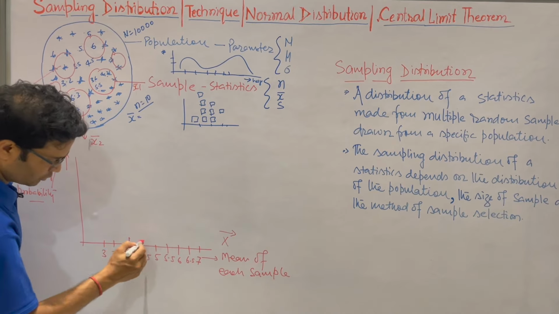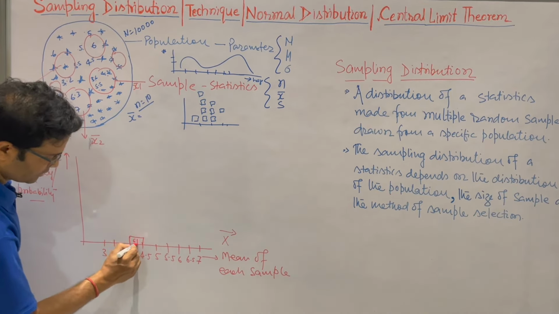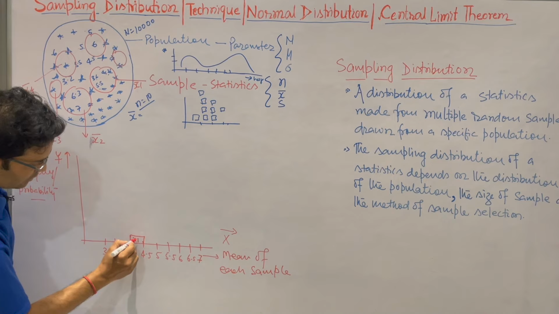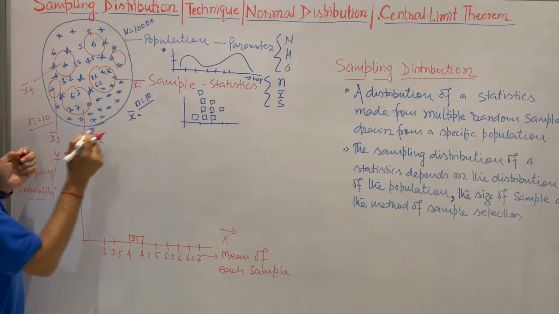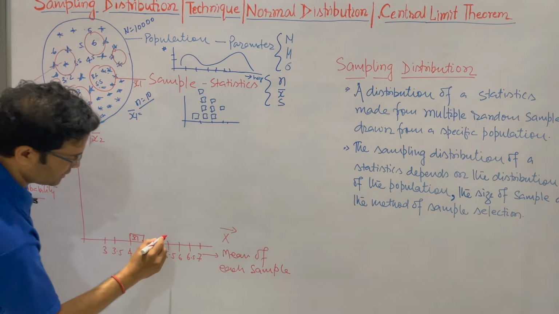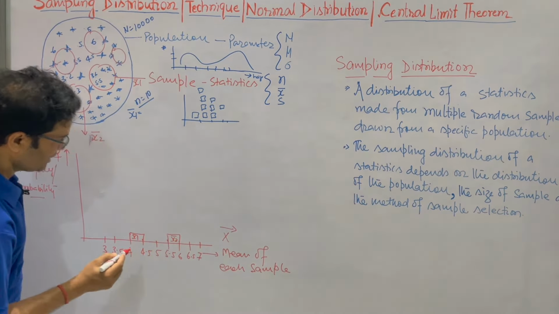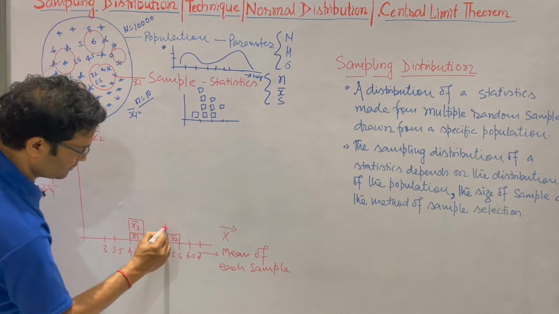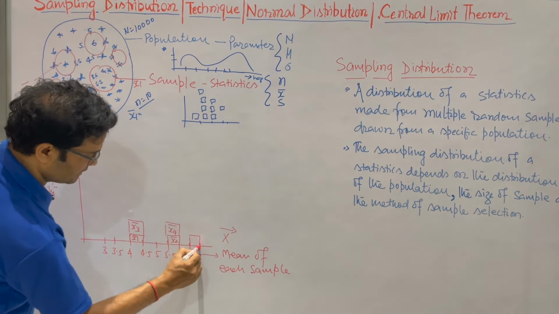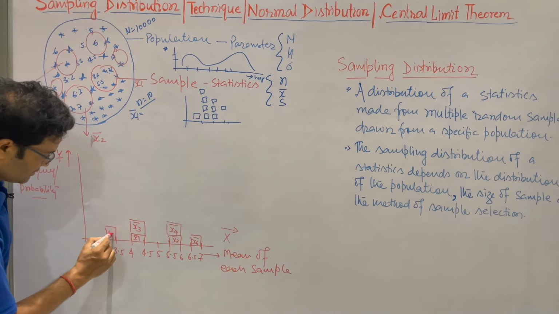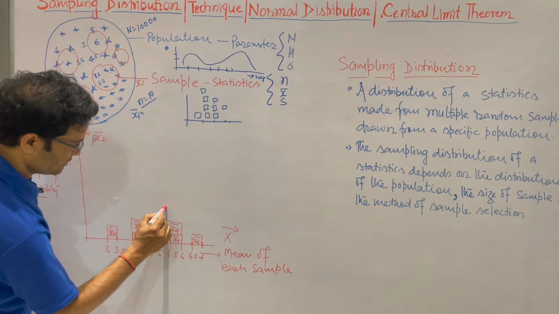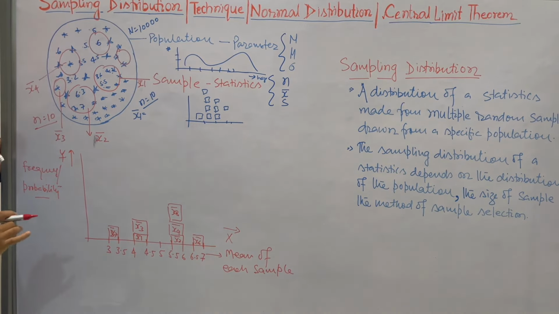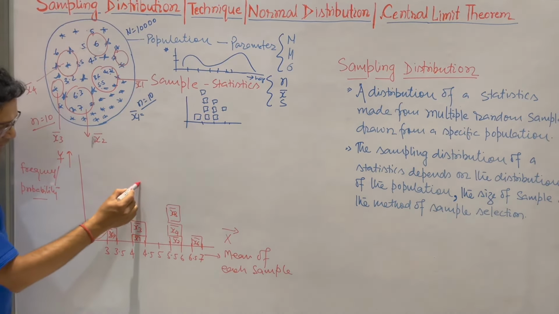You take one x1 bar, and suppose it is coming as 4, between 4 and 5. This is your x1 bar. Now you take x2, suppose x2 is here. Then x3 might become here. Then x4, x6, x7, x8. You take all the possible combinations of groups, and you draw the diagram, and you will see your diagram is coming like this.